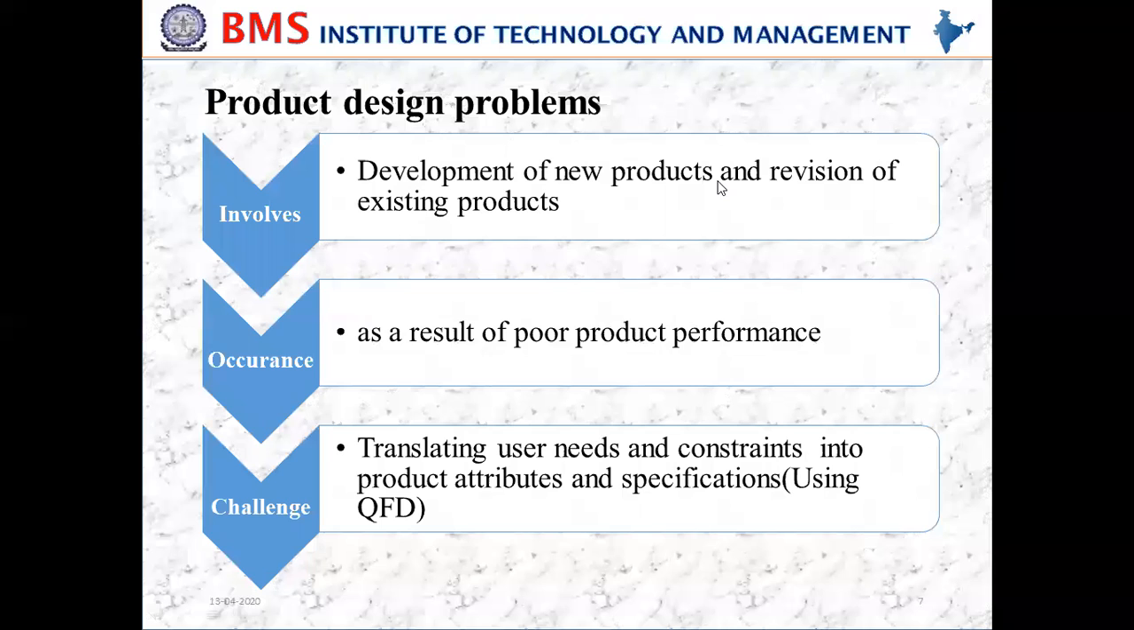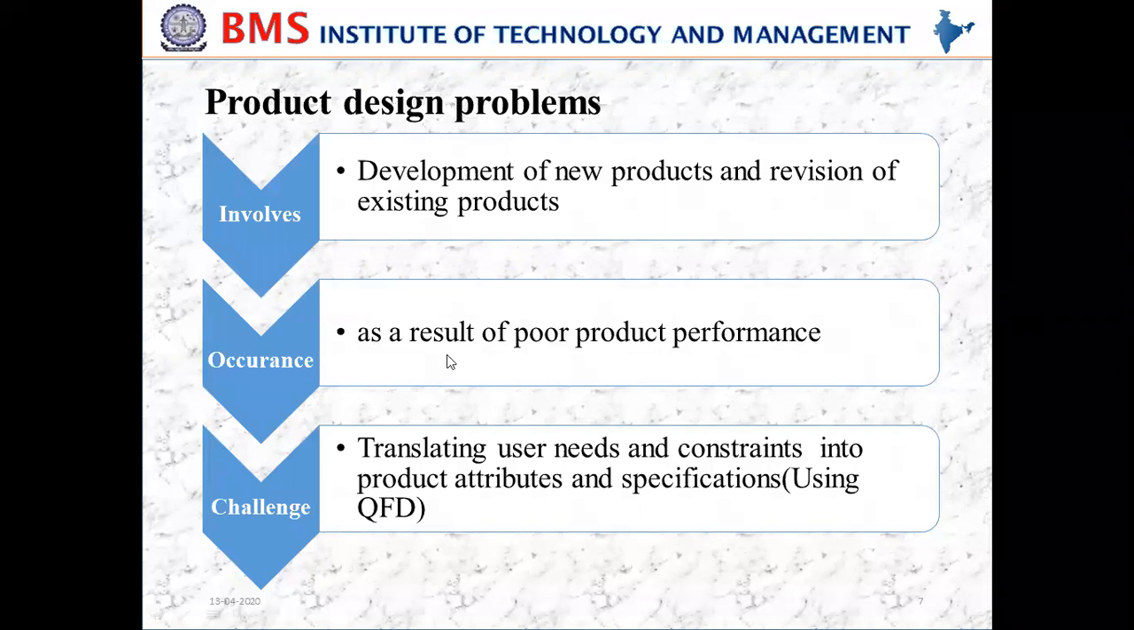Next, how do these kinds of problems occur? As we know, if there is poor product performance, automatically we are going to review it, and so there is a need to change the product design. So that has to be taken care of. As a result of poor product performance, these product design problems can occur. And what is the challenge in product design?